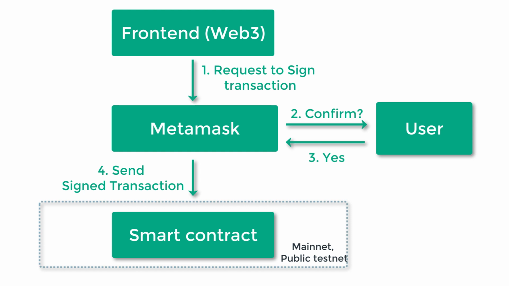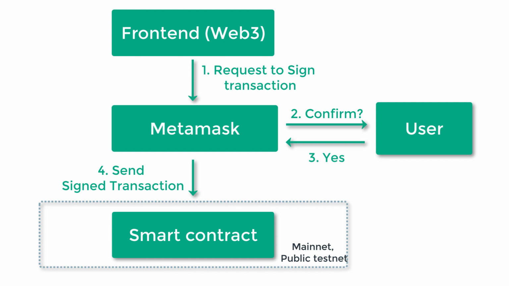So we start with the front end. Our end user wants to do some transaction. So the front end is going to create an unsigned transaction and send a request to MetaMask to sign this transaction. MetaMask is going to forward this request to the end user and show him a pop-up to confirm that he or she wants to sign this transaction. The end user will be able to see some details about the transaction, and if everything seems fine, then he clicks on confirm. MetaMask in turn will sign the transaction and send this signed transaction to the Ethereum network.